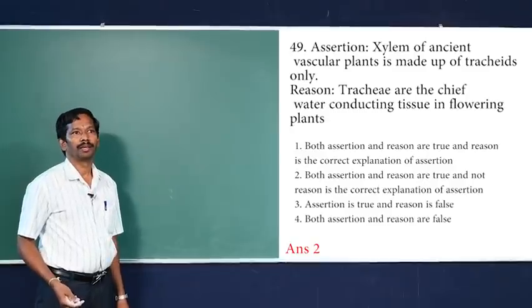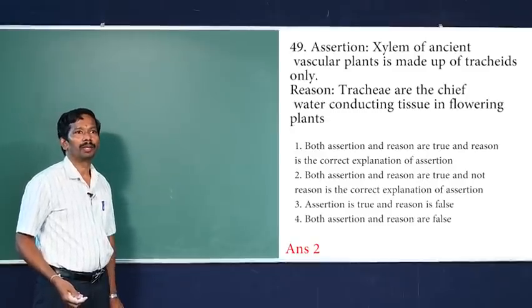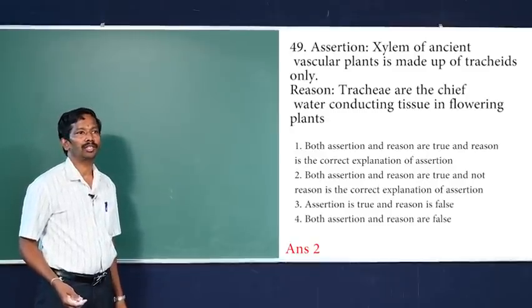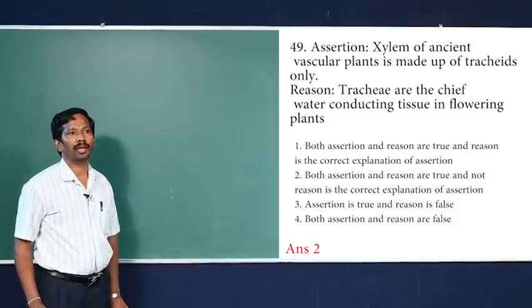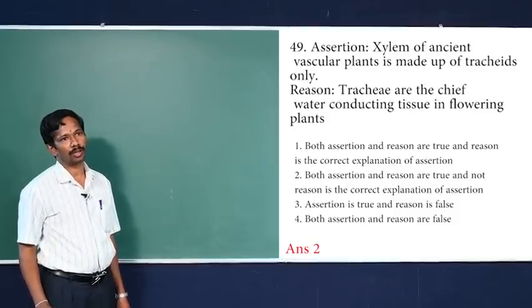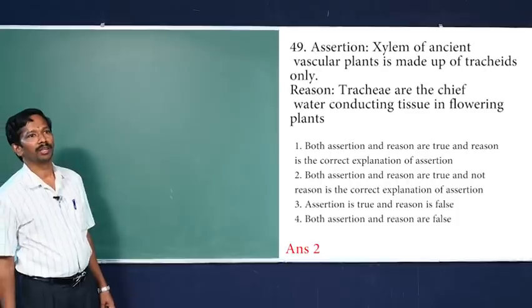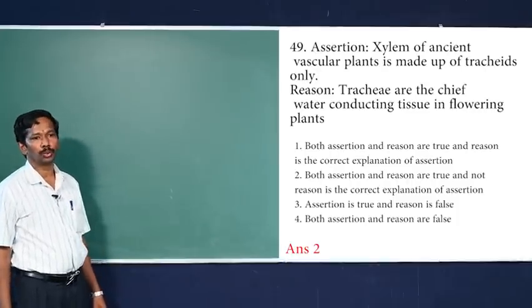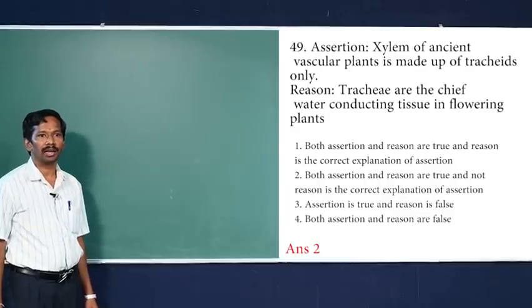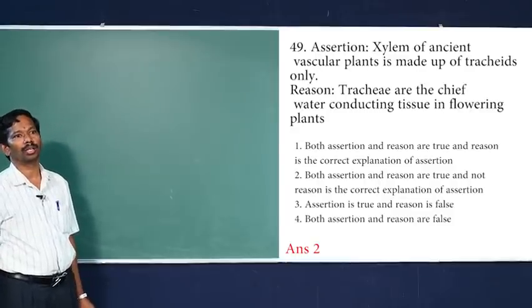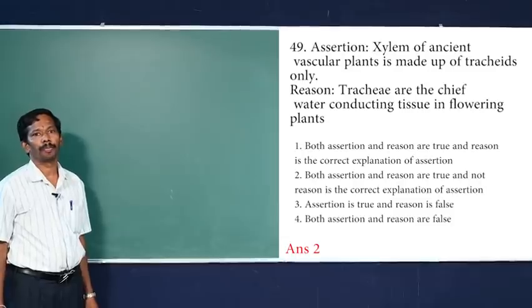49th question, assertion reason type of question. Xylem of ancient vascular plants is made up of tracheids only. Yes, it is true. Reason: tracheae are the chief conducting tissue in flowering plants. That's also correct, but it is not the reason for the assertion. So again the answer is 2. So option 2 for question number 49. Assertion and reason are true, and reason is not the correct explanation of assertion.